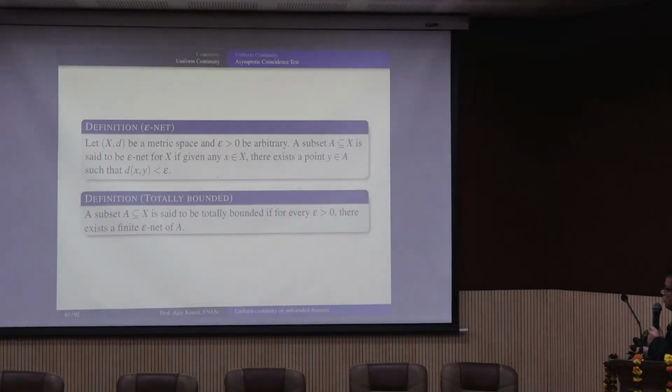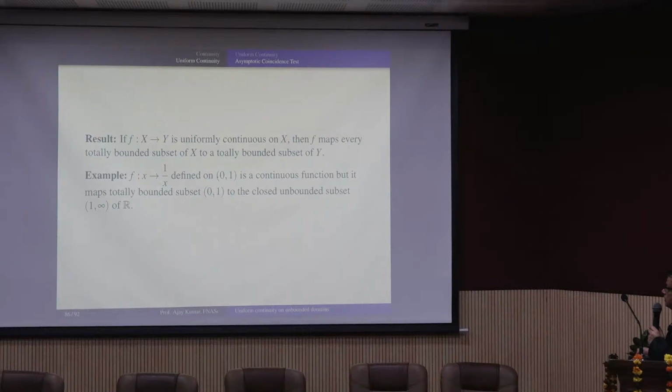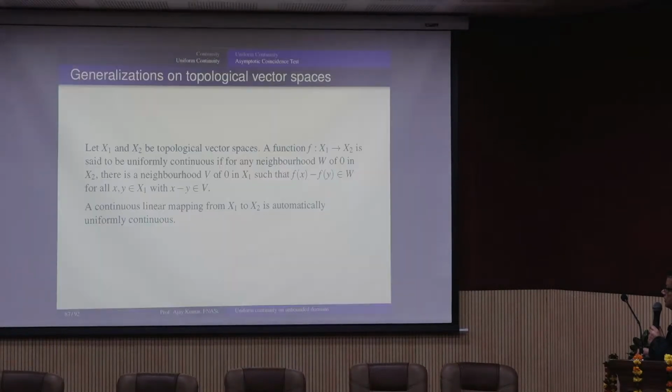I can avoid totally bounded, and those who are not interested. We can have more structures in mathematics. These are called topological vector spaces. So R^n and R are all topological vector spaces, and any linear map turns out to be uniformly continuous.